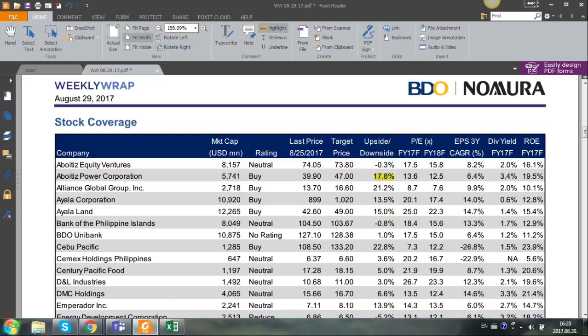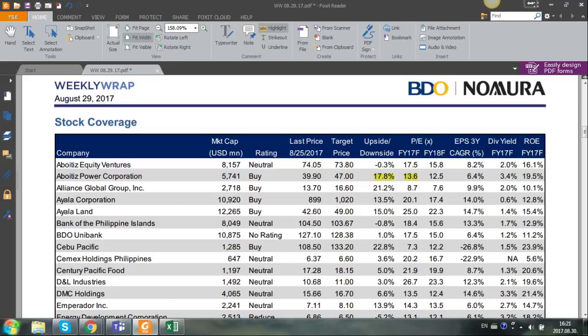At meron siyang PE ratio na 13.6 for this year. PE, so ito yung price that you need to invest in order for you to earn 1 peso. So you need to invest 13.6 pesos. And like what I said last time, PE that are 20 below are good PE. So the lower the PE, the better it's the company. Kasi maliit lang yung price na babayaran mo for you to earn 1 peso.